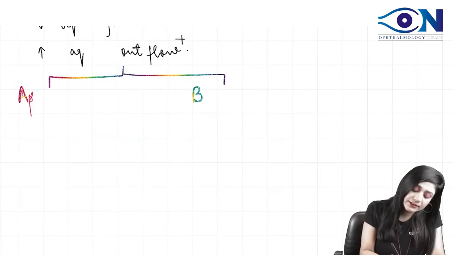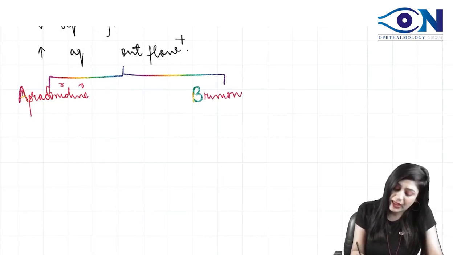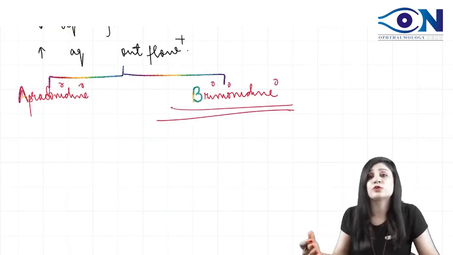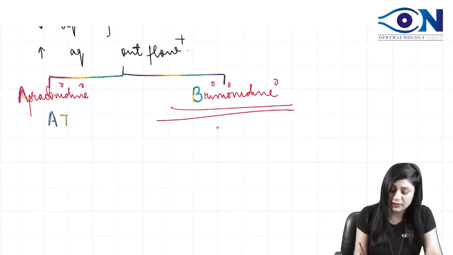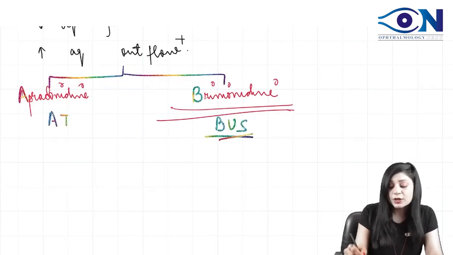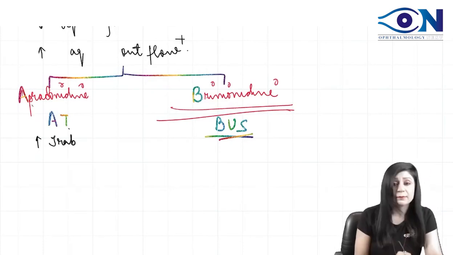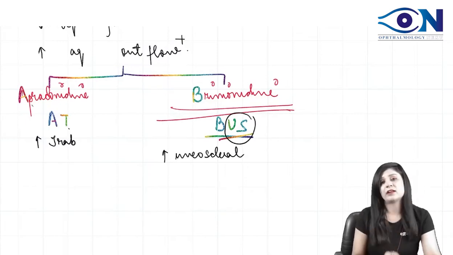Like A is apraclonidine and B is your brimonidine. Always remember that brimonidine is otherwise also a very, very important drug. Now always remember the mnemonic AT and BUS. So it is apraclonidine which is increasing the trabecular outflow, AT, T for trabecular, while BUS, US is uveoscleral. So brimonidine is increasing your uveoscleral outflow.